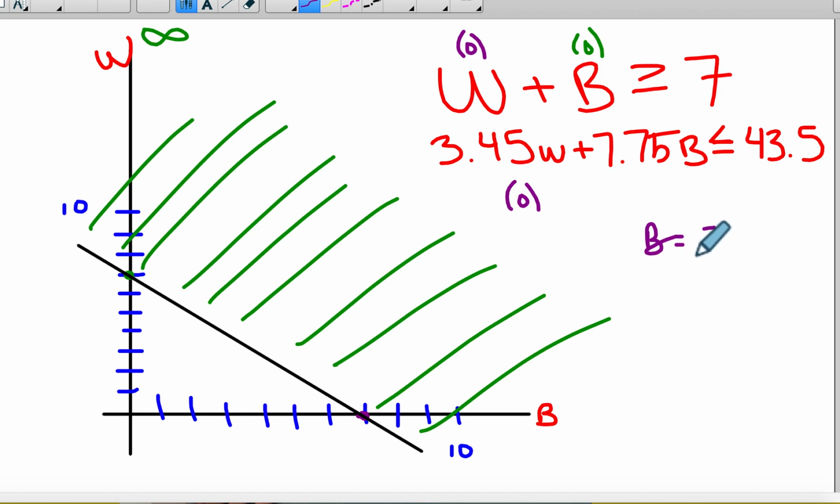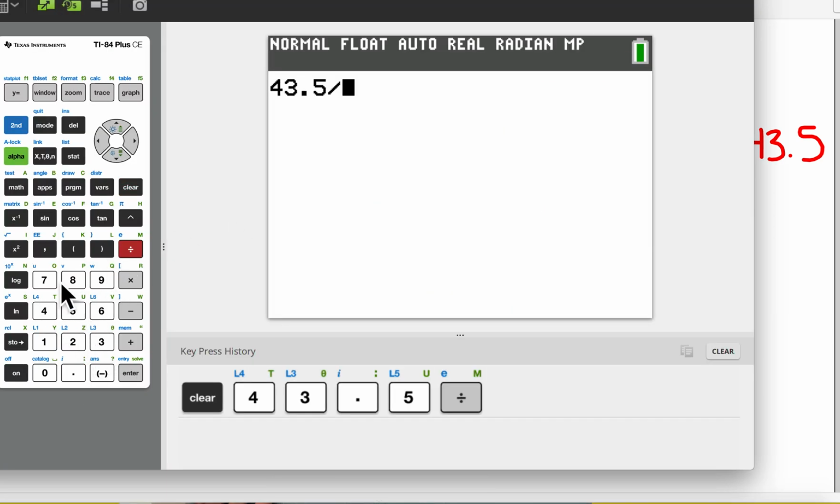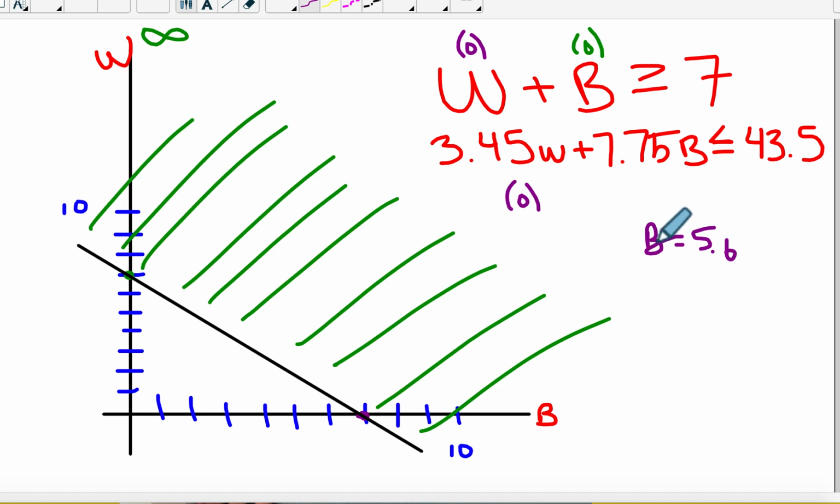I did this out. You can do it on a calculator for sure, which actually I'll just show. So if I did 43.5 divided by 7.75, I get 5.6. So that's what b is equal to. So when w is 0, my b value is 5.6. So 1, 2, 3, 4, 5.6, like right there.